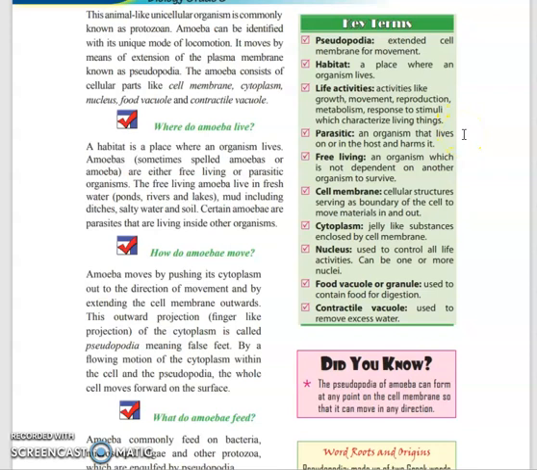Parasitic: an organism that lives on or in the host and harms it. Free living: an organism which is not dependent on another organism to survive.